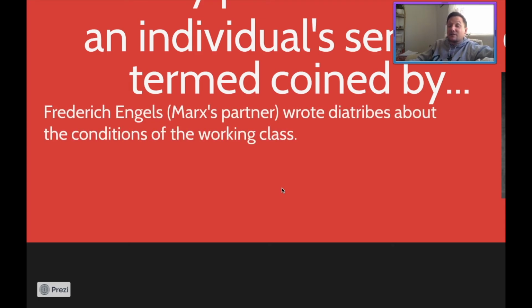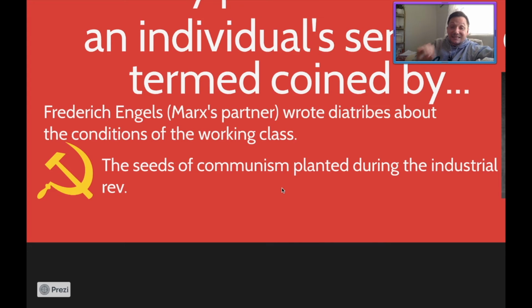Now, the big thing about it, though, is Friedrich Engels, who is Marx's partner, wrote diatribes about the conditions of the working class. They eventually write a book called Das Kapital. They actually write the Communist Manifesto. They started discussing why the people who are making the products are not the ones seeing the dividends of their labor, which is a big thing. So you're seeing the seeds of communism planted during the Industrial Revolution. They are going to grow throughout the 1800s, and they are going to basically blossom in the 1900s, right?